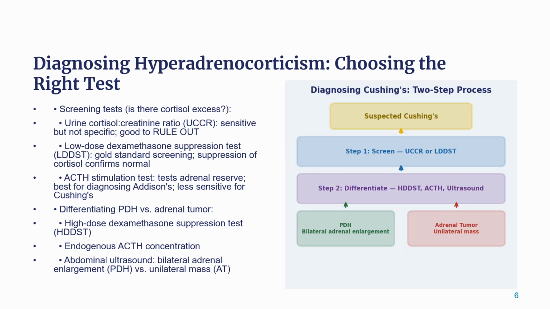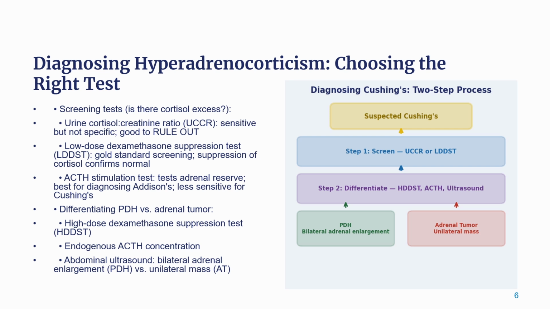Diagnosing Cushing's is a two-step process. First, you confirm that cortisol is in excess. Then you figure out where the excess is coming from. For screening, the urine cortisol to creatinine ratio is collected at home. Stress of a clinic visit can falsely elevate cortisol, and it's highly sensitive. A normal UCCR essentially rules out Cushing's, but it's not very specific. Many sick or stressed dogs will have a high UCCR.